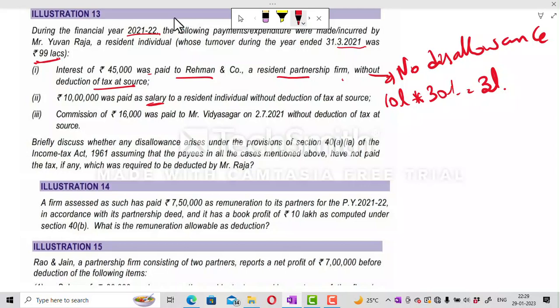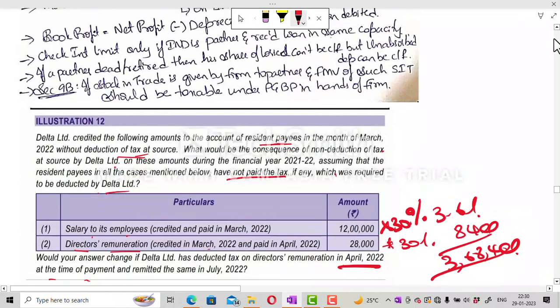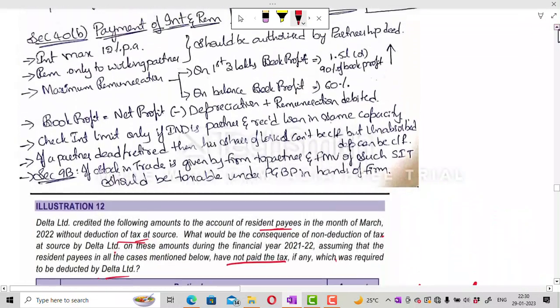Commission of 16,000 was paid to Vidyasagar without deduction of tax at source. So for them, as he is not eligible for audit, they need not deduct the TDS on that, and no disallowance for that is necessary. No disallowance should be made for that. Only 3 lakhs amount of disallowance.